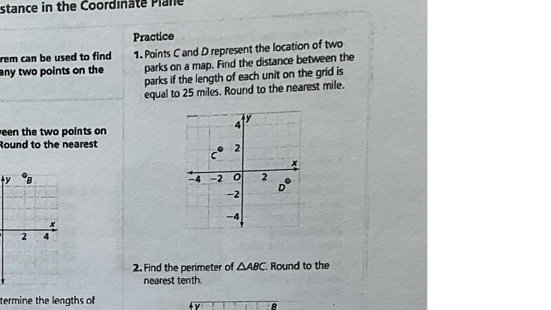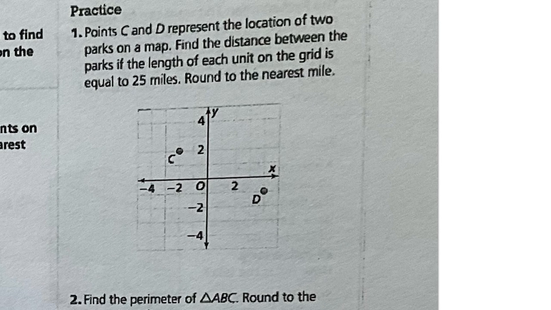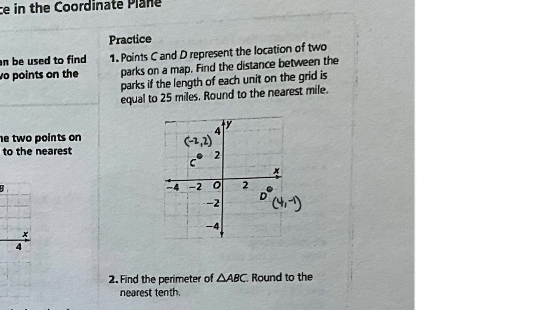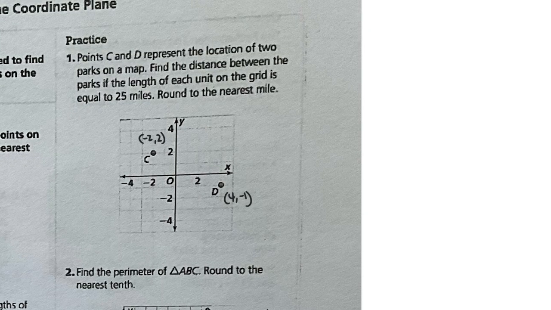Points C and D represent the location of 2 parks on a map. Find the distance between the parks if the length of each unit on the grid is equal to 25 miles. Okay, so no problem. This is -2 comma 2. And this appears to be 4 comma negative 1. Great. So let's see.